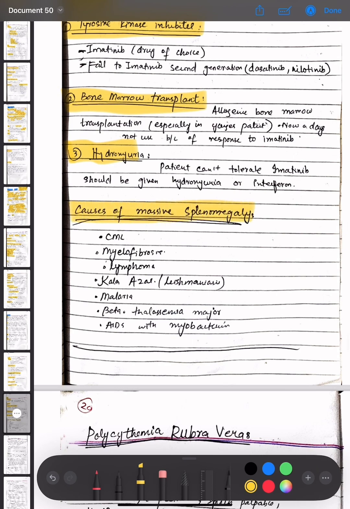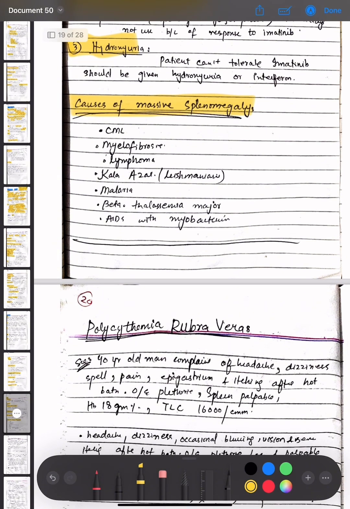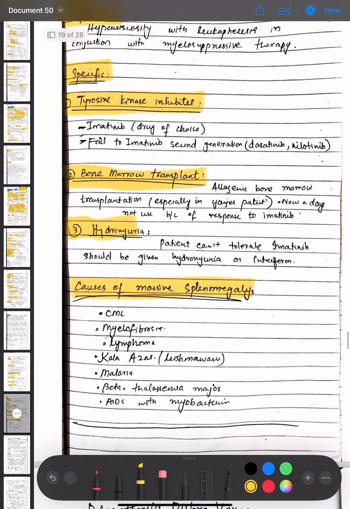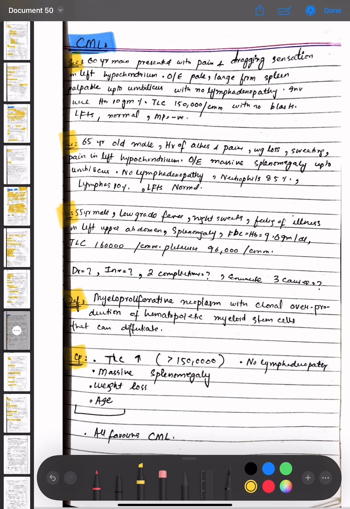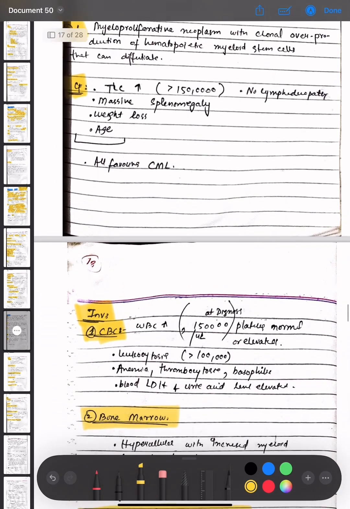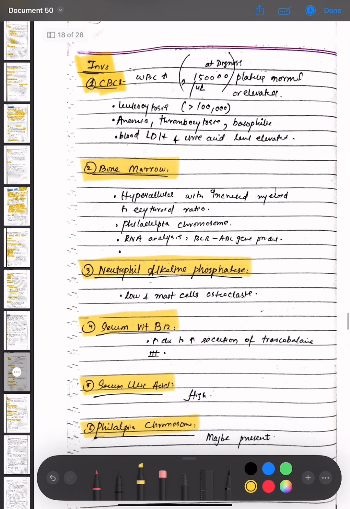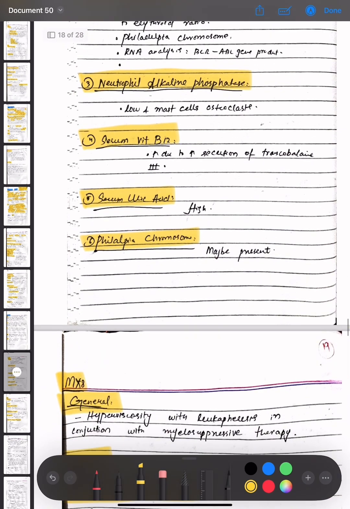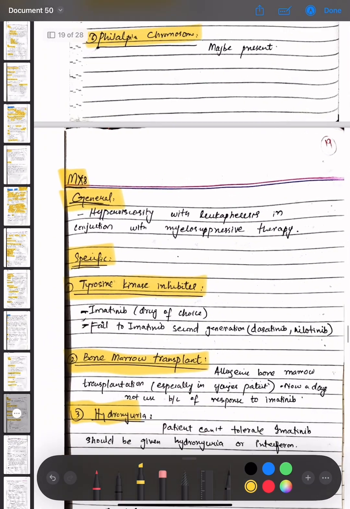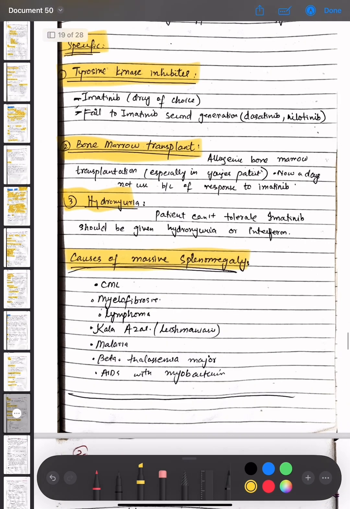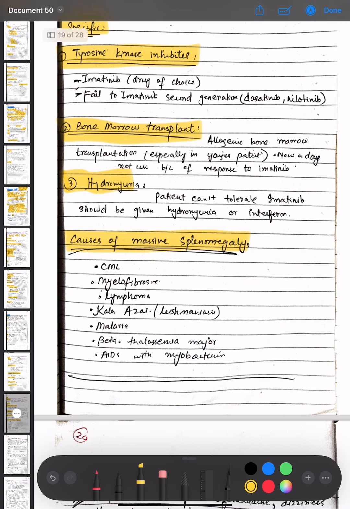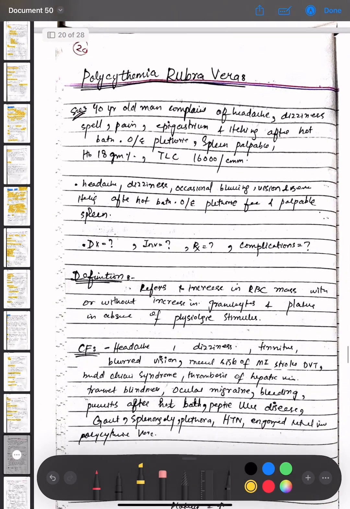The causes of massive splenomegaly are CML, myelofibrosis, lymphoma, Kala-azar disease, leishmaniasis, malaria, beta thalassemia major, and AIDS with mycobacterium. So we have discussed the topic CML. We discussed the scenario and the definition, then the clinical features, then the investigations, which are CBC, bone marrow, neutrophil alkaline phosphatase, serum vitamin B12, serum uric acid, and Philadelphia chromosome. Then we discussed the management options, which are general and specific. For specific, we do tyrosine kinase inhibitors, bone marrow transplant, hydroxyurea, and the causes of massive splenomegaly.